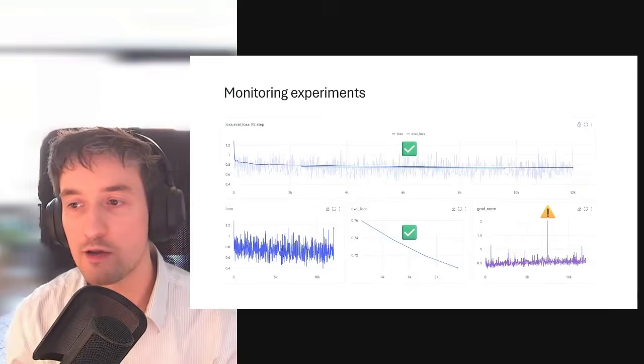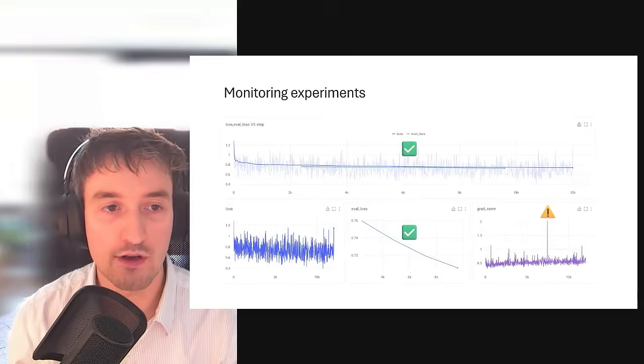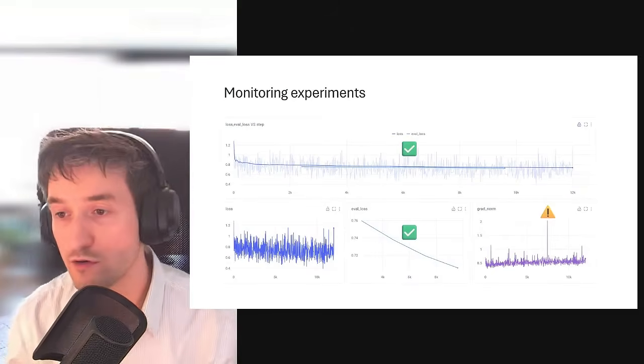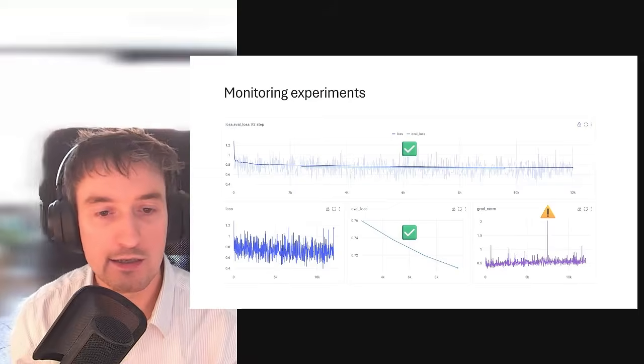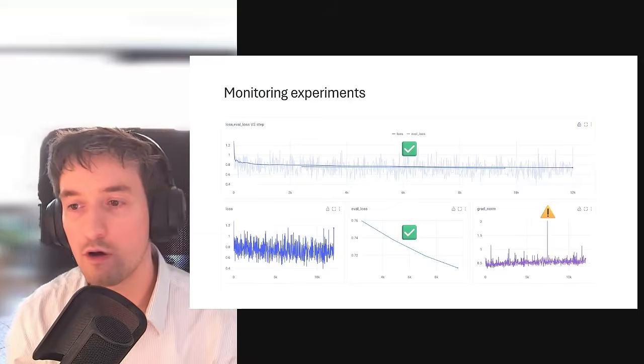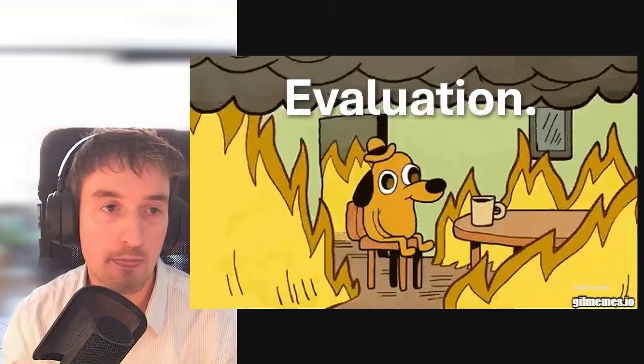So when you monitor an experiment, you have the loss that is very important. It can be the training loss, it can be the evaluation loss if you have validation data sets. And you also have the gradient norm. You don't want to see too many spikes here.